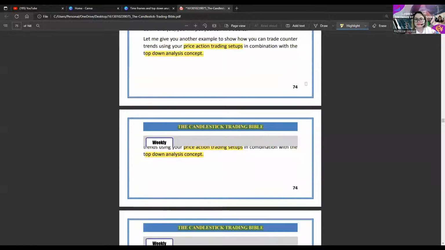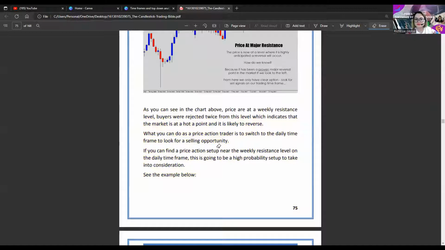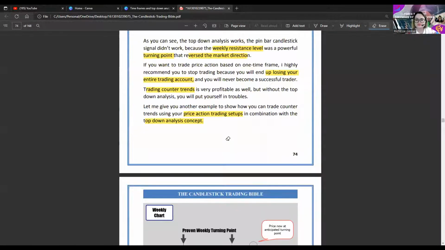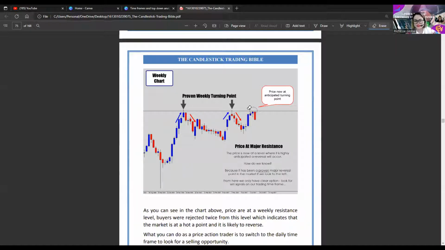Makikita natin, i-delete muna natin to. Yan dito. Ito yung ating proven weekly turning point kanina. Kung napansin nyo po dito, now, price now at anticipated turning points. Ito, may turning points na siya dito.